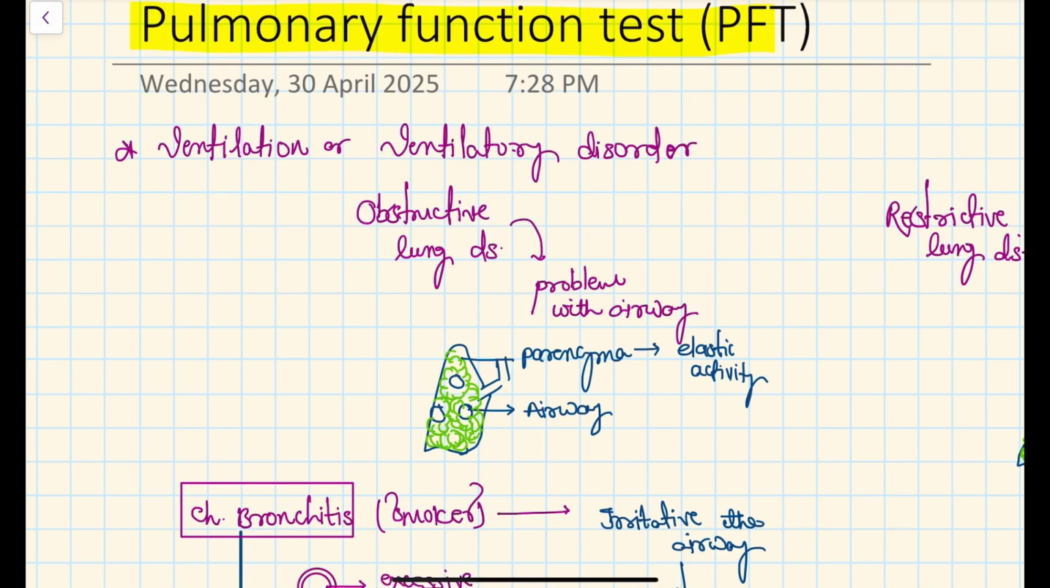The pulmonary function tests are used for the medical diagnosis of lung disorders. Most of the lung disorders are diagnosed by the pulmonary function test or PFT. So let's start the pulmonary function test. We are starting from the basics. First, we are starting with the ventilation or ventilatory disorders.